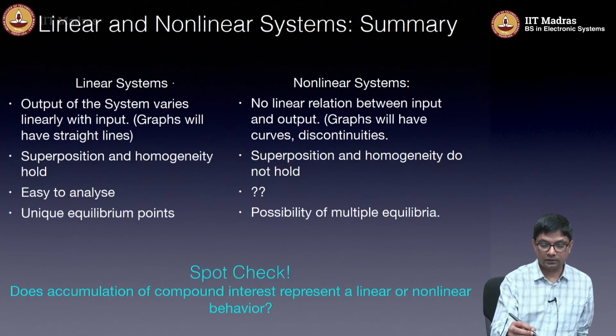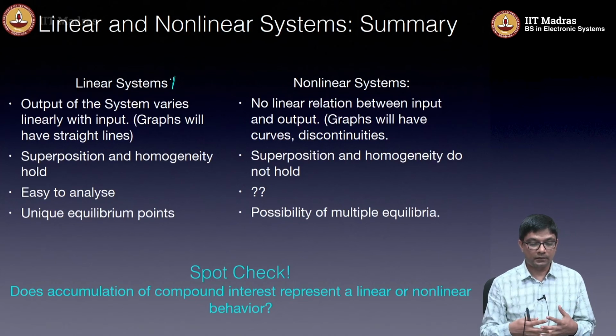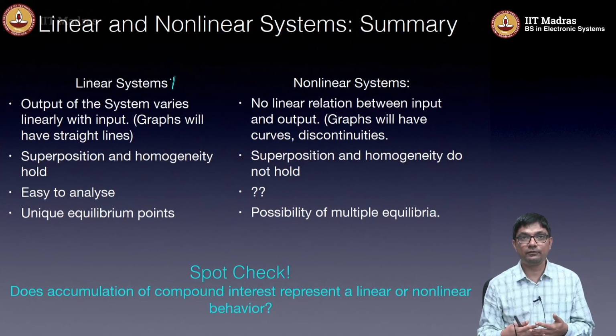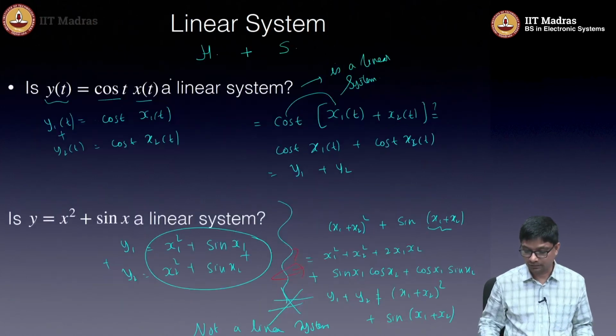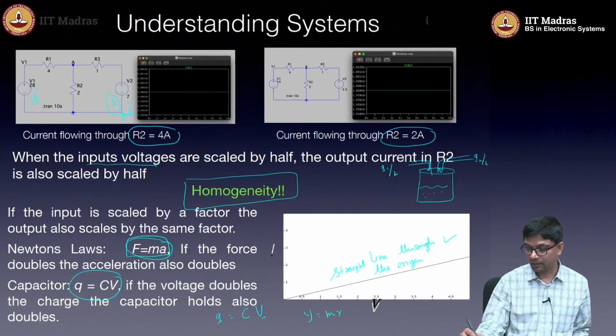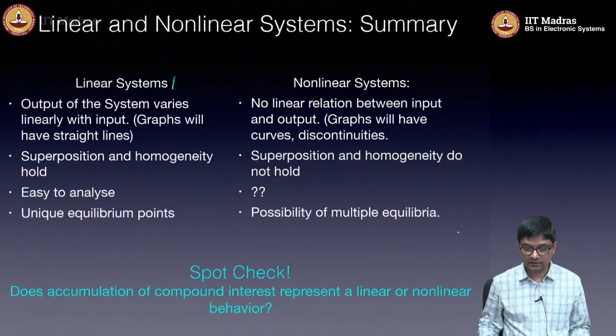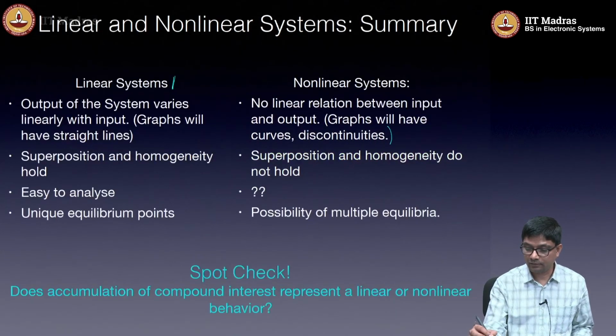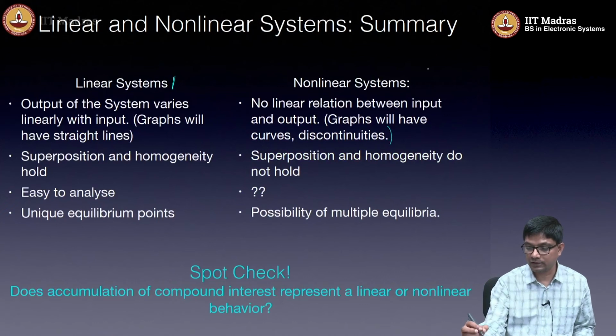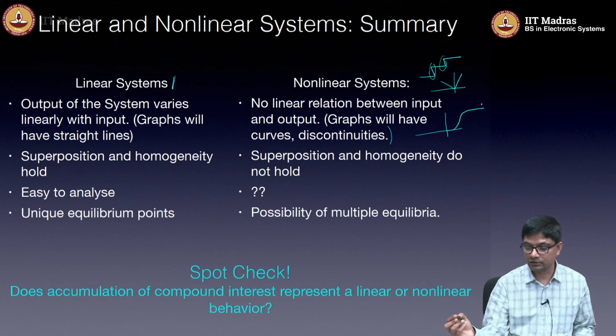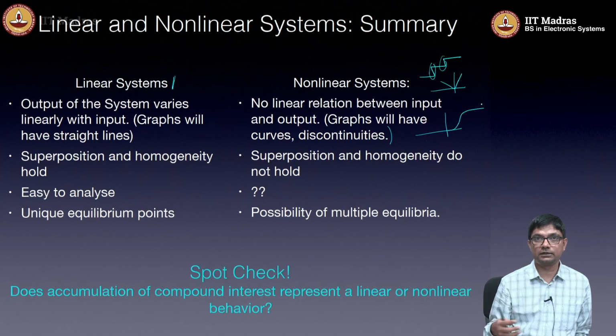To summarize, the output of a linear system varies linearly with input. The graphs will have straight lines, as I just showed. Here the graph has a straight line, and here, well, it's not a straight line. So the graphs will have curves and discontinuities. There's a discontinuity here, and here. Graphs of this form are also nonlinear. Things which saturate, which start here, increase, and then flatten, are also nonlinear.